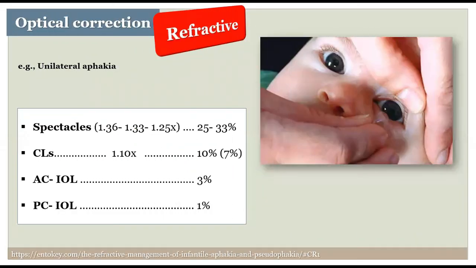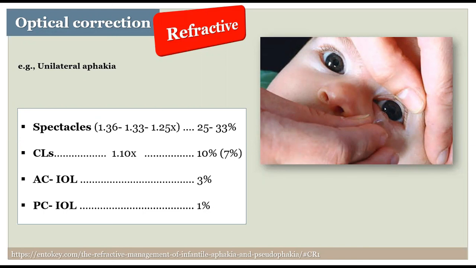And this is a common example of unilateral aphakia, where we have the RSM for spectacles in a range of 1.36 to 1.25. And why is there a range? Because it depends on the vertex distance, how far the spectacle lens is from the eye. So as you see here, typically the aphakic spectacle lens magnifies the retinal image about 25% larger than it would be in an isometropic eye of the same lens.